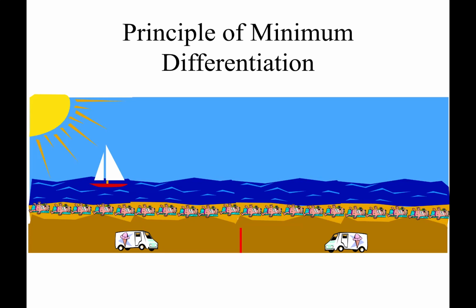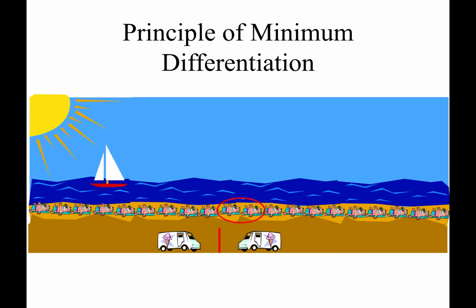Well, no. If we consider the ice cream truck on the left, if they move to the right, then they're going to capture more of the sunbathers between their two ice cream trucks, because now they're going to be closer to more of those sunbathers, and therefore they're going to increase their demand and their profit. So this is that direct effect. They've captured an extra sunbather here. But the same is true for the other truck. If they move to the left, then they're going to capture more sunbathers.